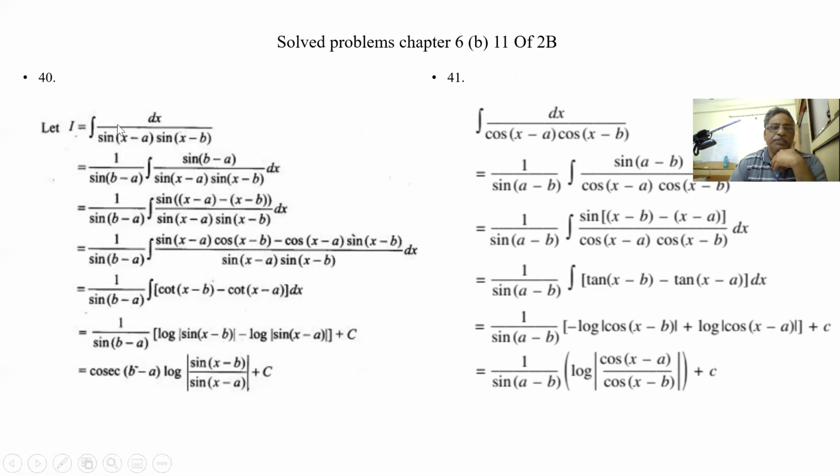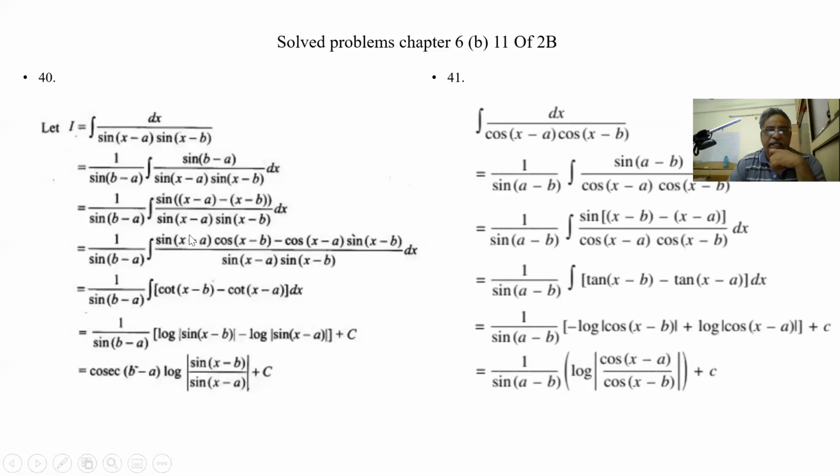So how to proceed with this? Sine(x minus a) sine(x minus b). Suppose now we are multiplying both sides by sine(b minus a). So sine(b minus a) is a numeral term. So b minus a can be written as (x minus a) minus (x minus b). So this is sine(a minus b), sine a cos b minus cos a sine b.